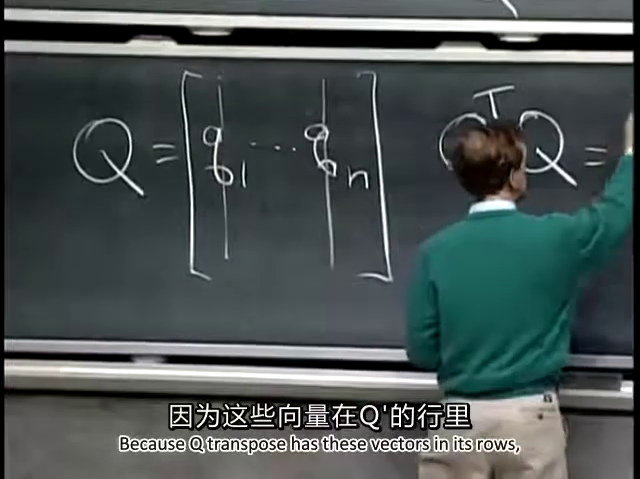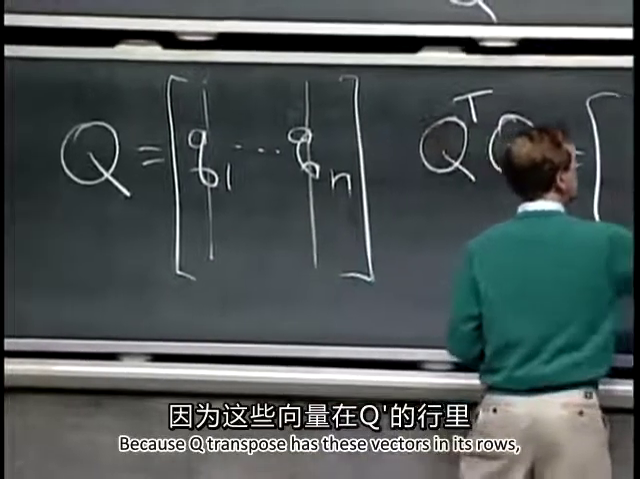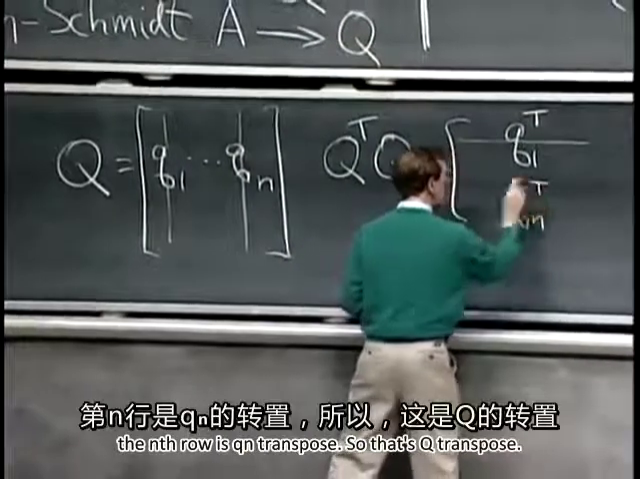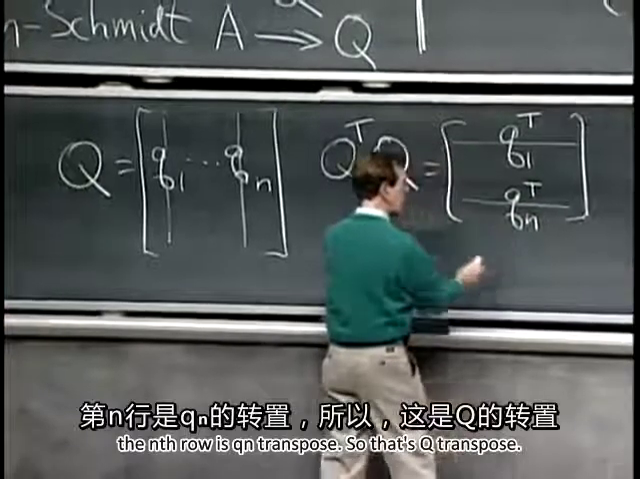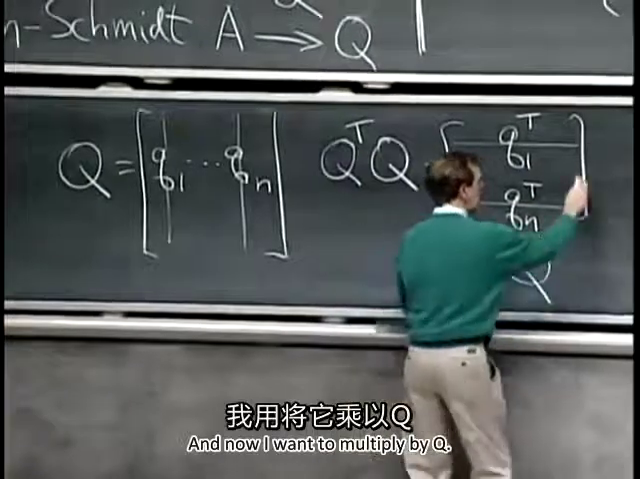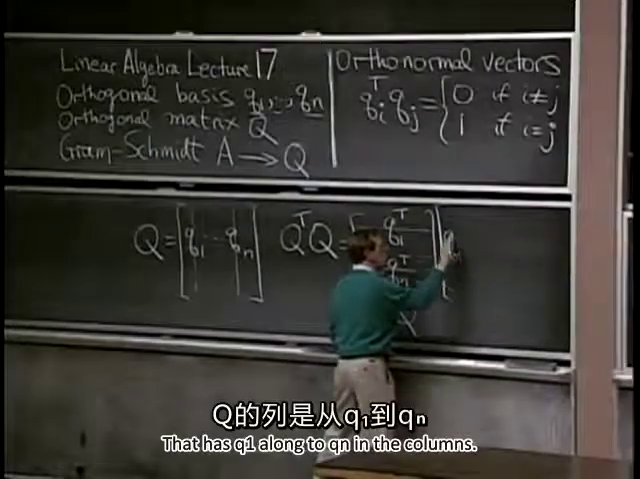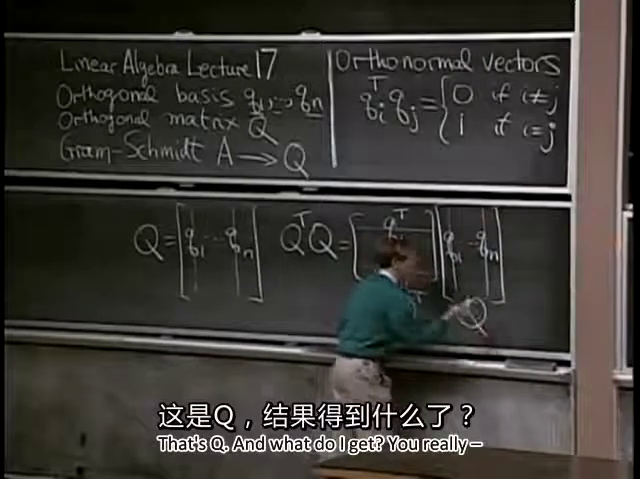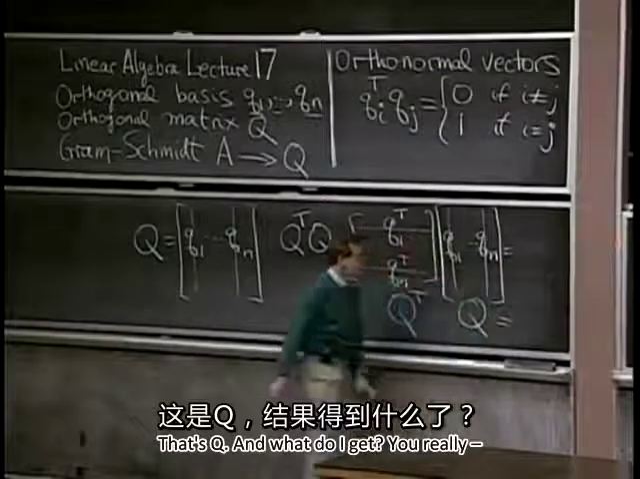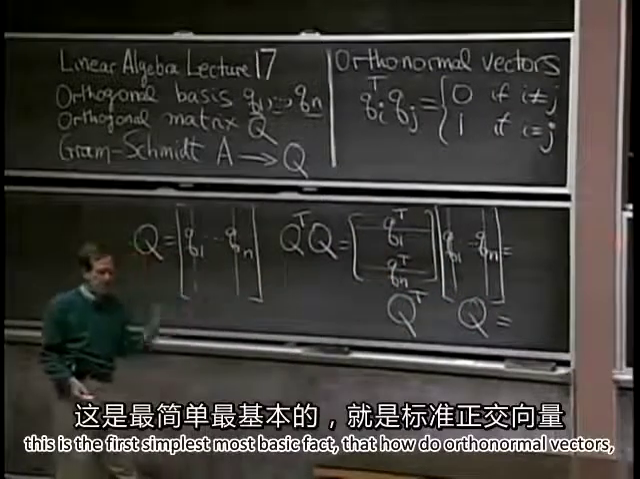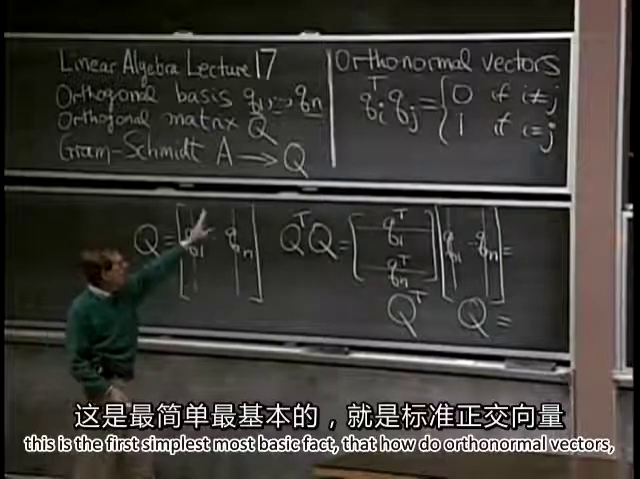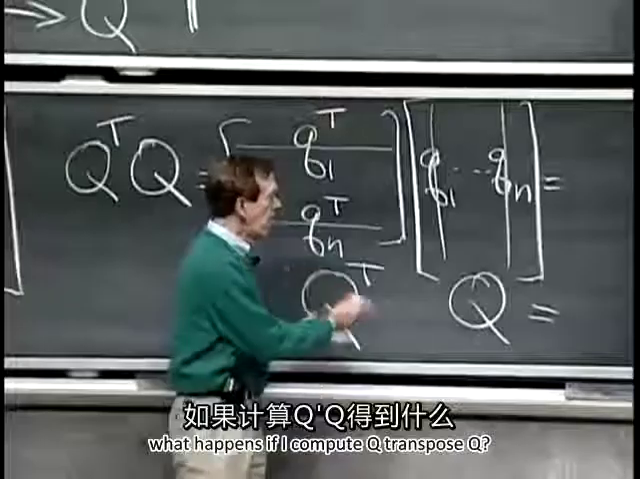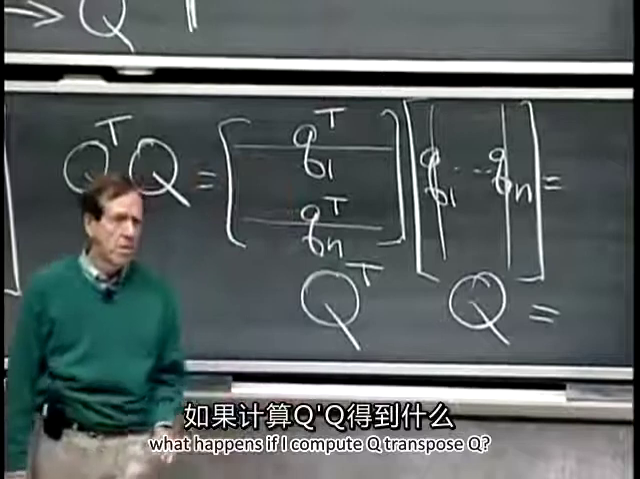Because Q transpose has these vectors in its rows. The first row is Q1 transpose. The nth row is Qn transpose. So that's Q transpose. And now I want to multiply by Q. That has Q1 along to Qn in the columns. That's Q. And what do I get? This is the first, simplest, most basic fact about orthonormal columns in a matrix: what happens if I compute Q transpose Q?